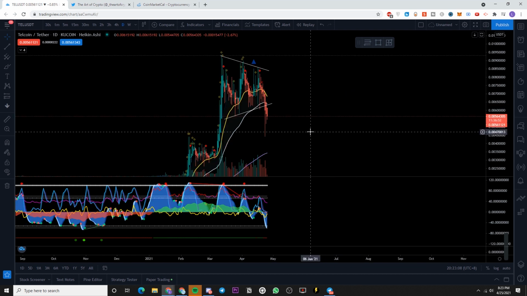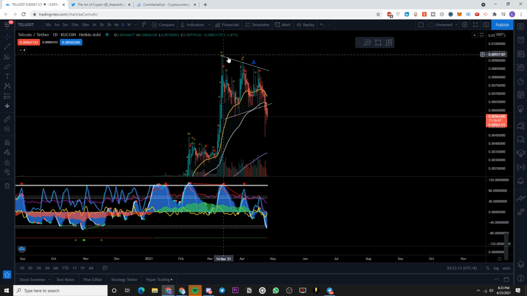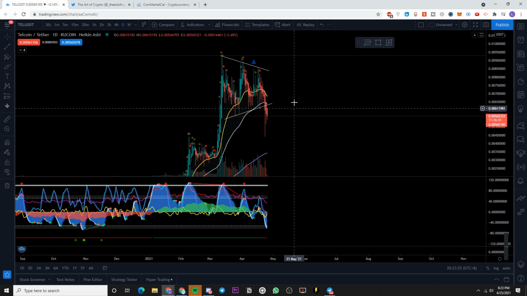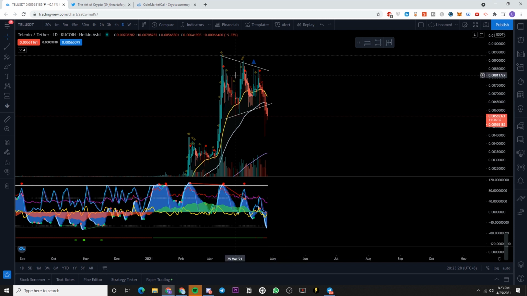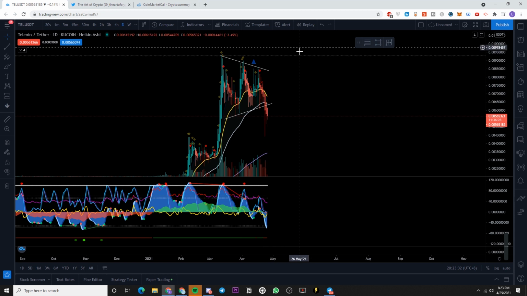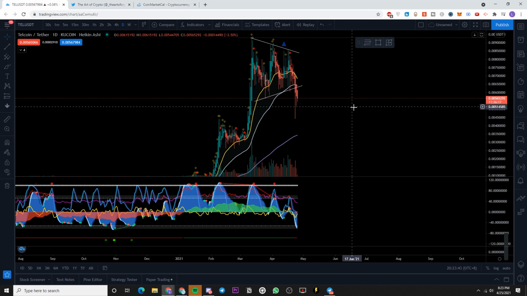Right off the bat, on the daily chart, we can see that Telcoin recently just broke below this beautiful symmetrical triangle / bull flag, which is unfortunate because Telcoin was definitely looking like it was reaccumulating before moving another leg up. But at the moment, we have broke below it, but that is not any reason to lose hope.